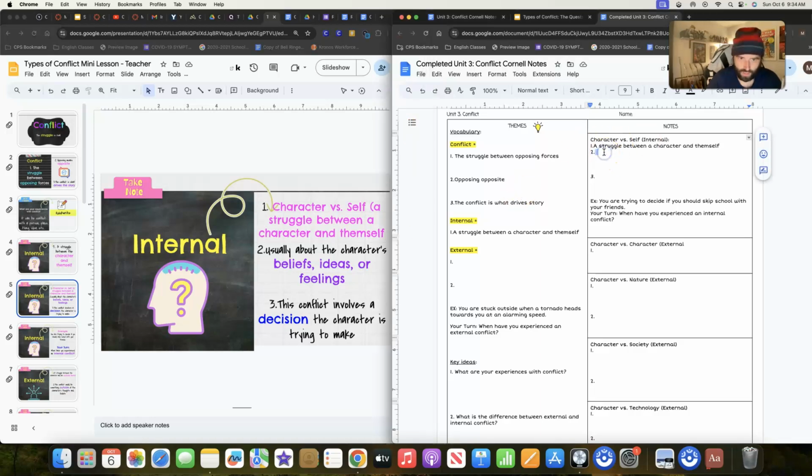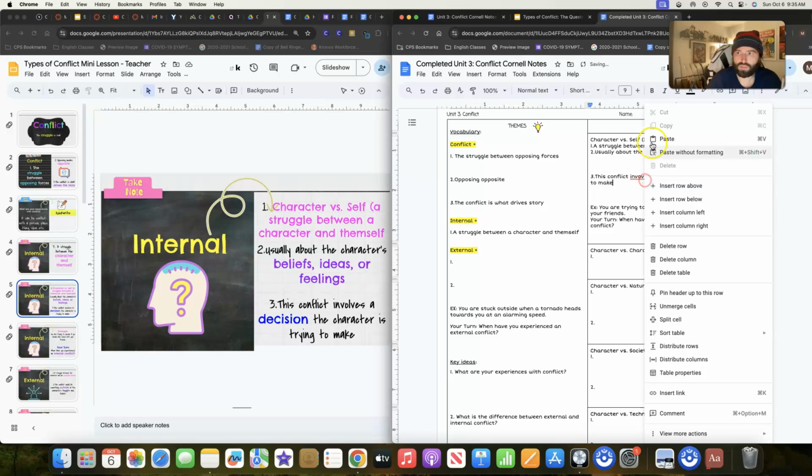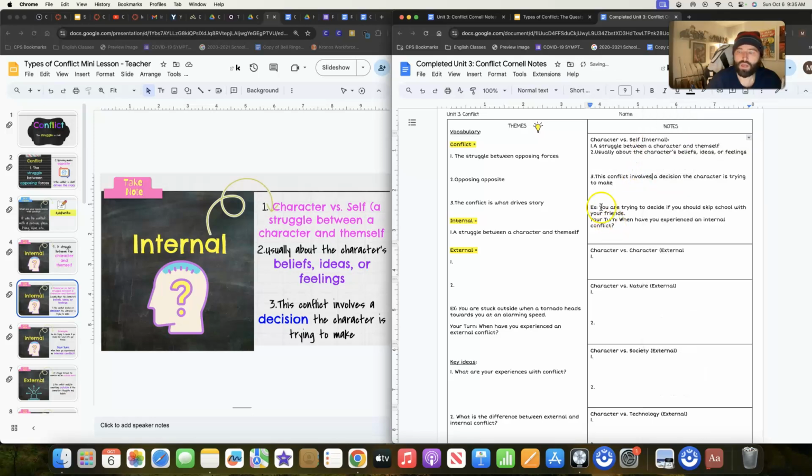Now, with this internal conflict, this is usually about the character's beliefs, ideas or feelings. This conflict involves a decision, a decision the character is trying to make. So what this means is somewhere in your brain you are making a decision. You are trying to make a decision on something, okay?